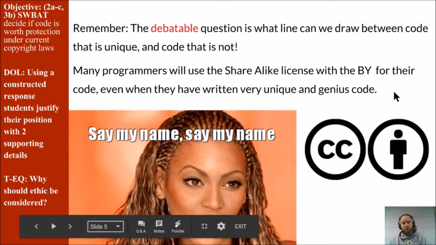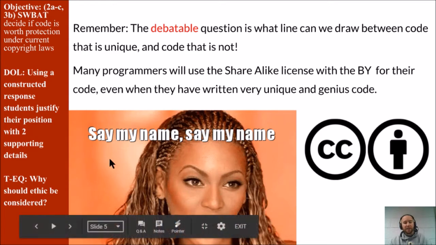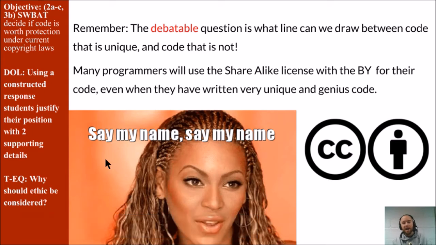not? Many programmers will use the share-alike license with the BY next to it for their code. And remember BY, I put Beyonce here for BY. Think of BY as in it was by this person. So if I created a set of code or a program that is really amazing and I'm all about sharing and it's okay if people use my work, I just want them to say my name, then that's what many, and I would even go as far as to say most, programmers are comfortable with.